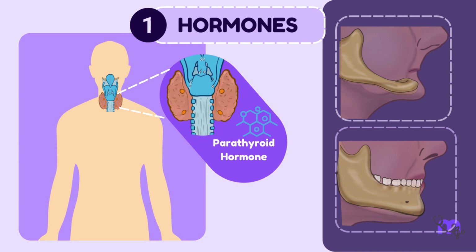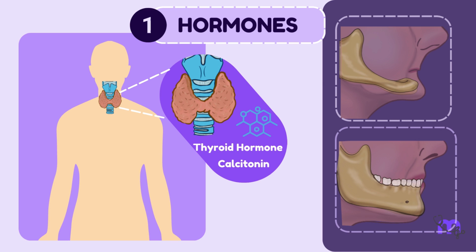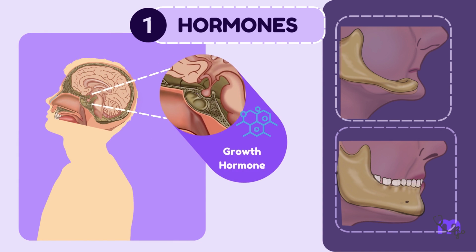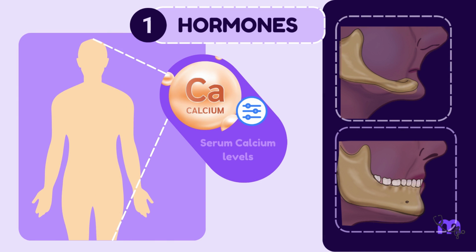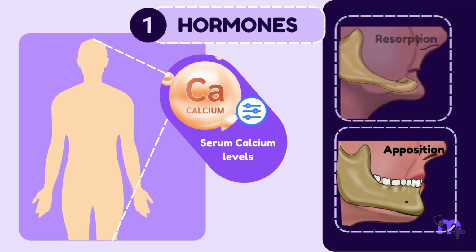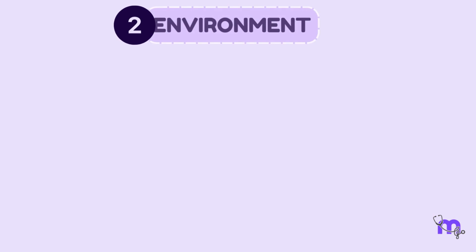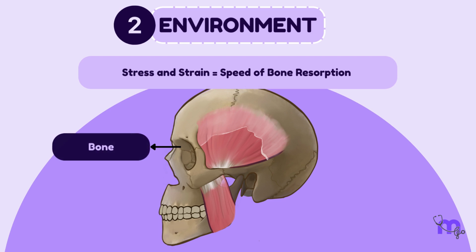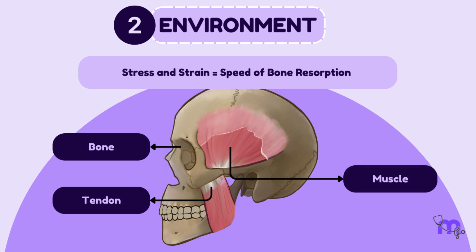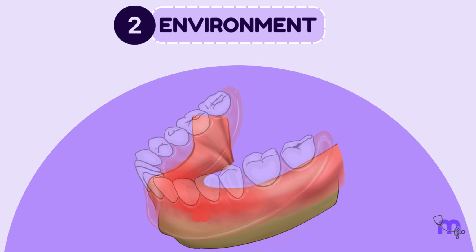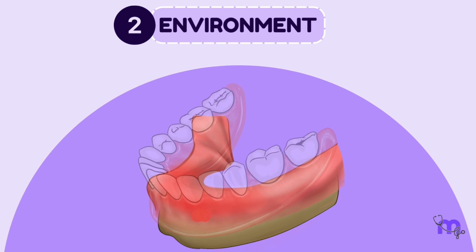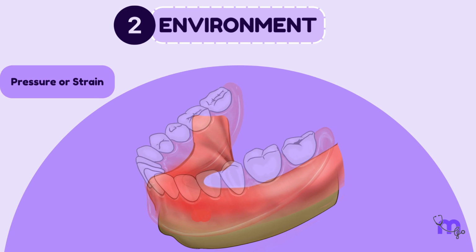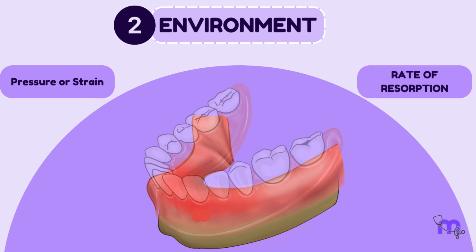Hormones such as parathyroid hormone, thyroid hormone, calcitonin, estrogen, growth hormone, and glucocorticoids regulate serum calcium levels in the body and are responsible for regulating bone apposition and resorption. The second factor is the environment, which primarily constitutes the amount of stress and strain on bone, tendons, and muscles associated with bone, and also dictates the speed of bone resorption. For instance, if the residual alveolar ridge is continuously under pressure or strain due to a faulty or ill-fitting denture, the rate of bone resorption will be faster.